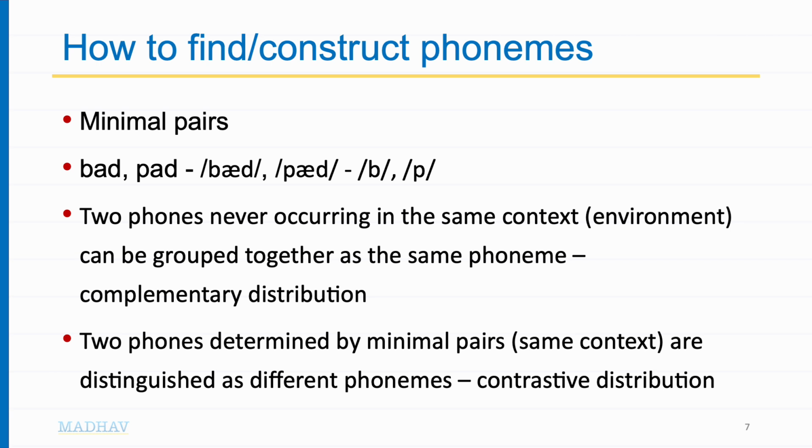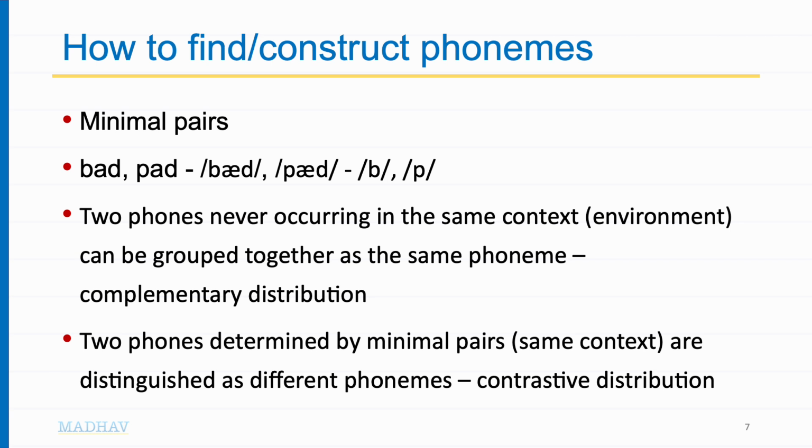Now the question can be asked, to construct phonemes, we are grouping together different phones to form phonemes. How do you find these groupings? What to group and what not to group? So the answer is minimal pairs. Minimal pairs tell you what to group, what not to group. Take any two phones. If you can find two words with different meanings, which have all other phones same, only these two phones are different.